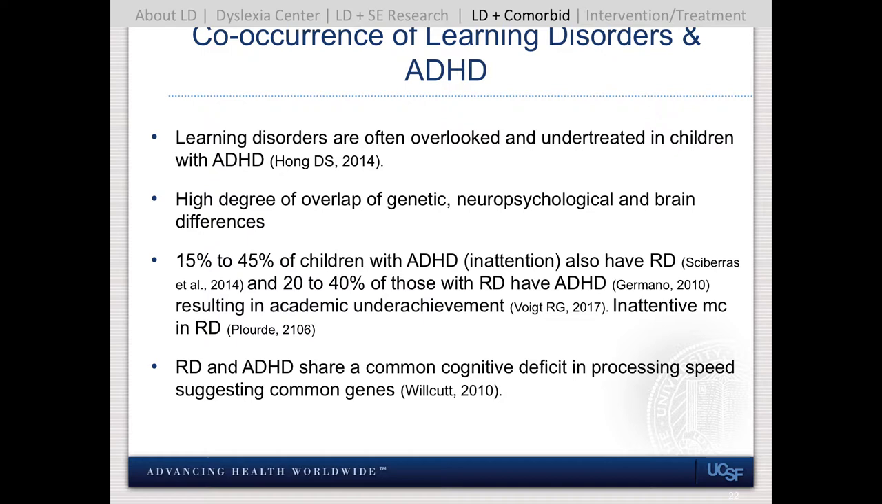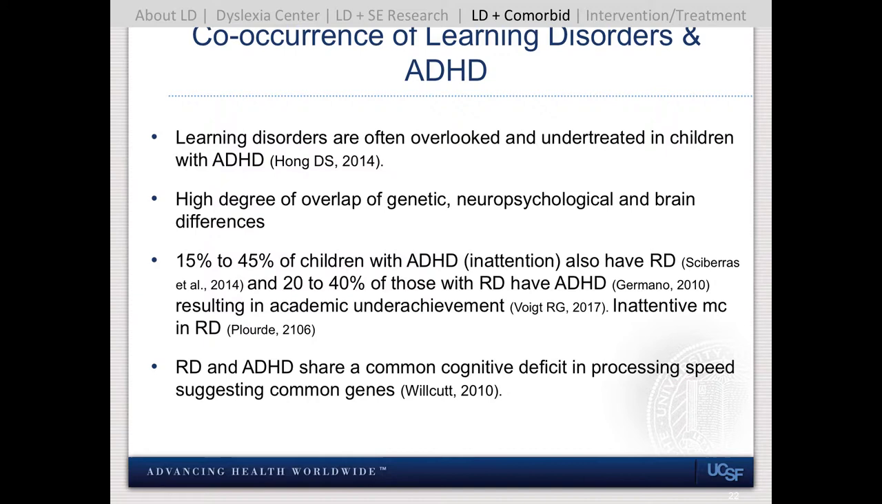And 15 to 45% of children with ADHD, particularly the inattentive type, also have reading disorder, and 20 to 40% of those with reading disorder also have ADHD. So this results in academic underachievement. The inattentive type is most common in reading disorders, and inattentive is also most common in girls. Boys are more likely to have the impulsive, hyperactive type thrown in addition to the inattentive type.